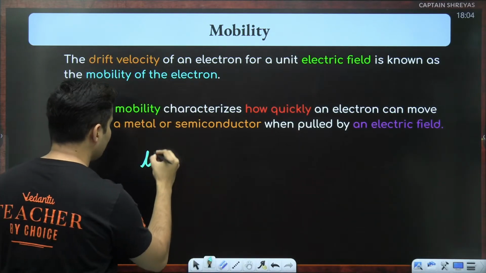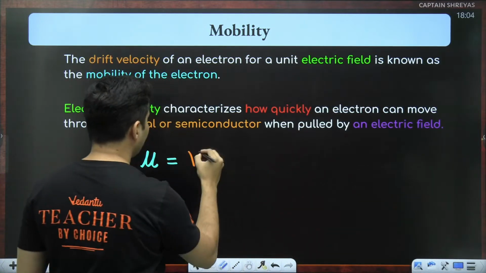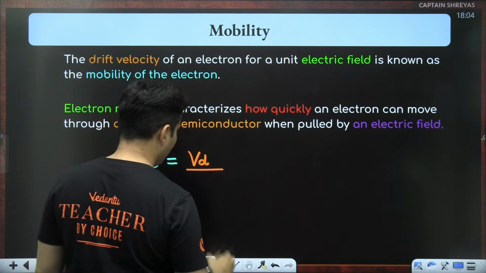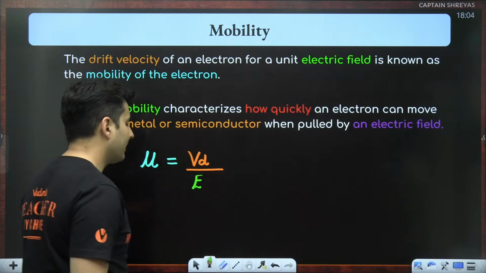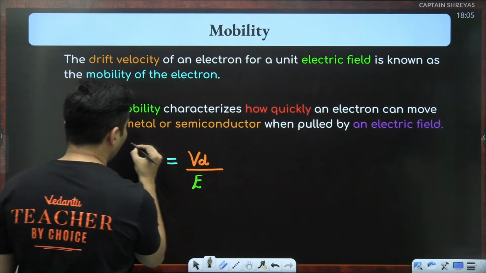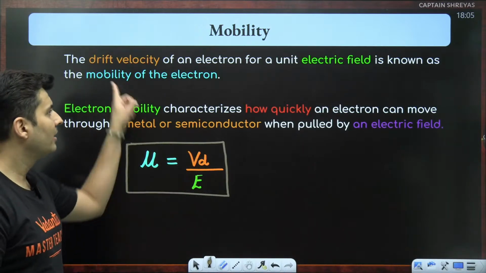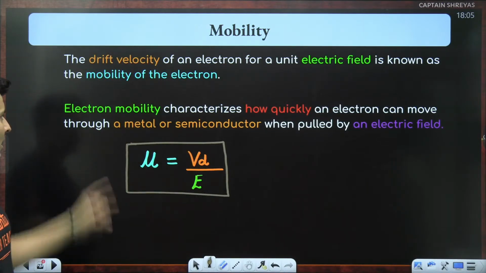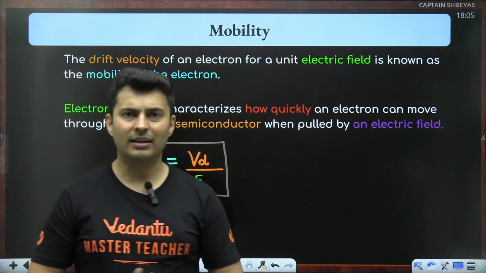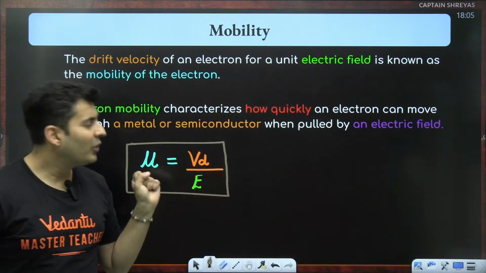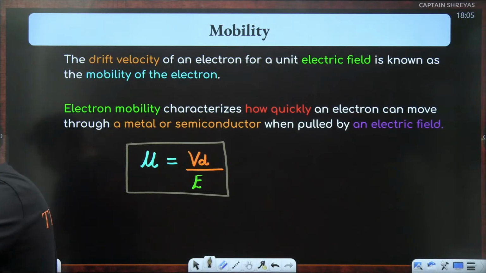Mobility, the symbol is mu, is nothing but the drift speed per unit electric field. That's the formula for mobility. Drift speed per unit electric field. How quickly the electron can move through a conductor, semiconductor, does not matter, for a given amount of electric field. As simple as that.